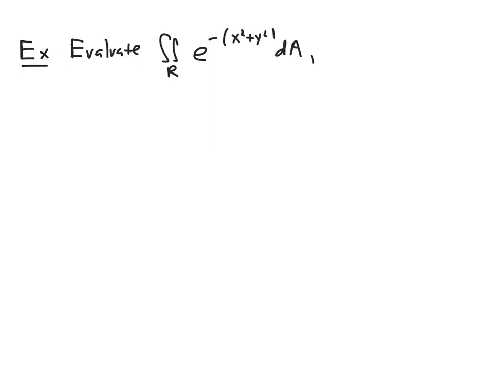So we'll end this video with the example that we used to start it. Let's say we wanted to evaluate the double integral of the function e to the negative quantity x squared plus y squared with respect to area, where R is the unit disk, x squared plus y squared less than or equal to 1.